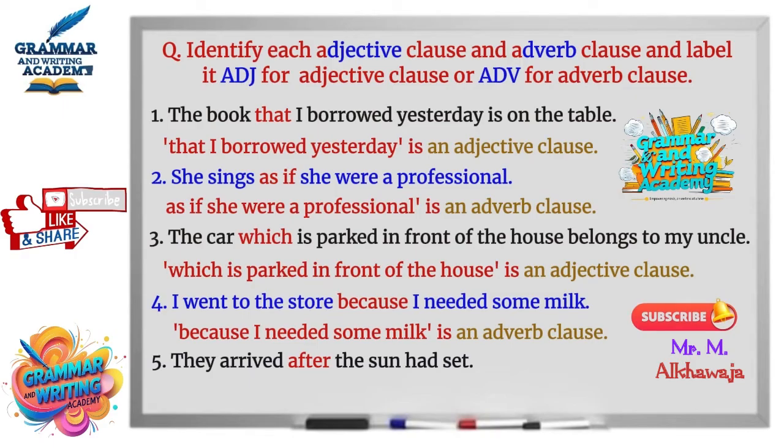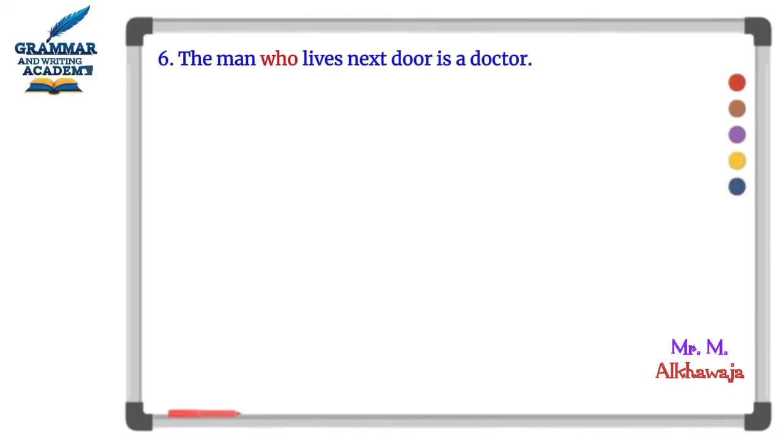5. They arrived after the sun had set. We have a subordinating conjunction which is after. So, after the sun had set is an adverb clause. Has it become clear? I hope so. Let's continue. 6. The man who lives next door is a doctor.